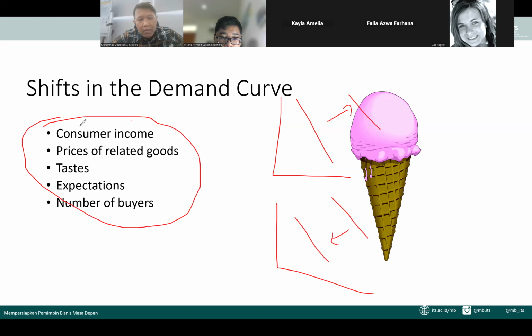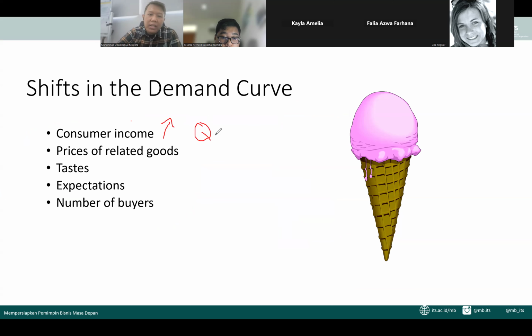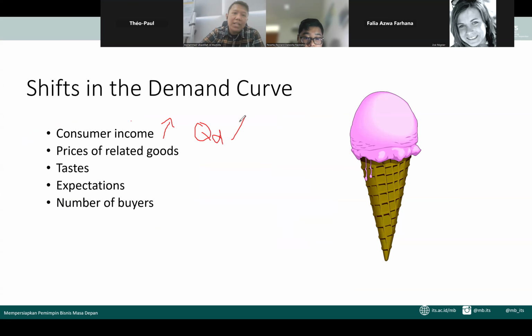For example, these are the 5 aspects which shift the demand curve. The first one is consumer income. Let's say that we have an increase in income. What do you think will happen to our demand? Yes, Theo, can you answer? Can you hear me? Yes, I can hear you.